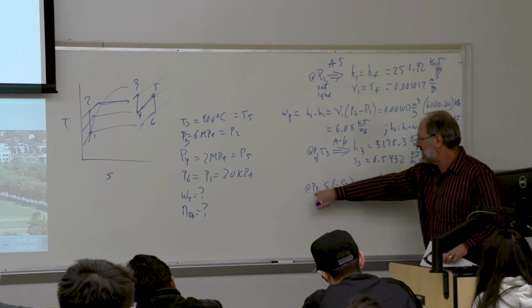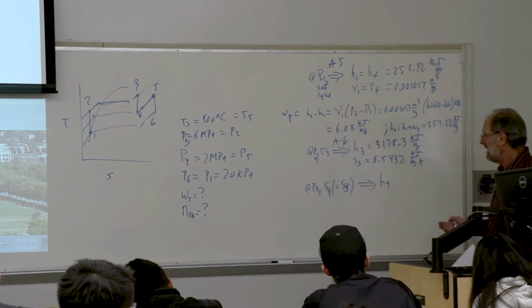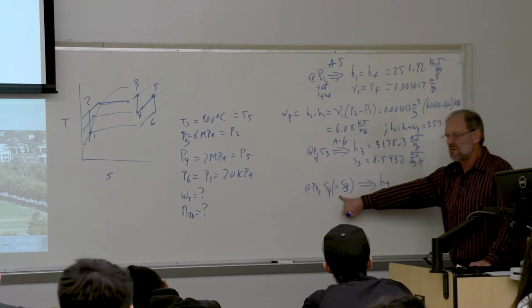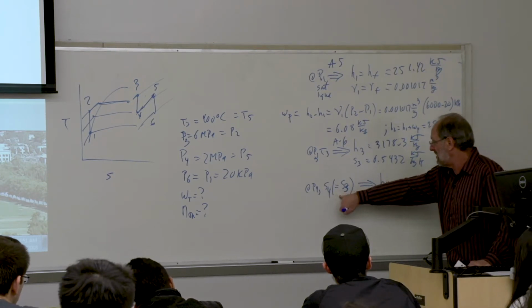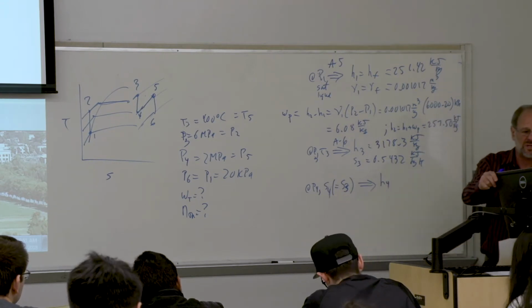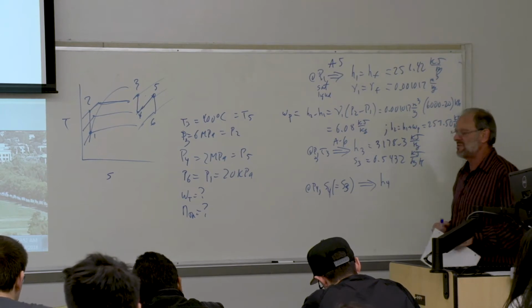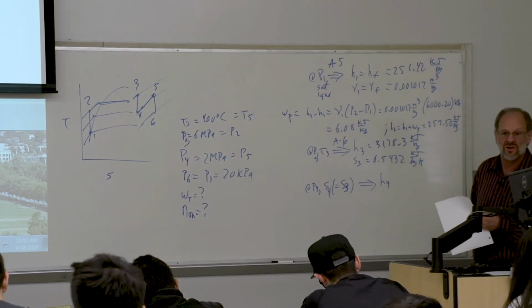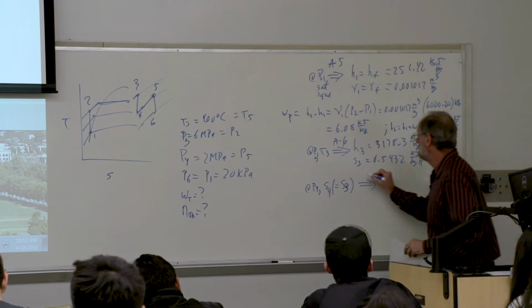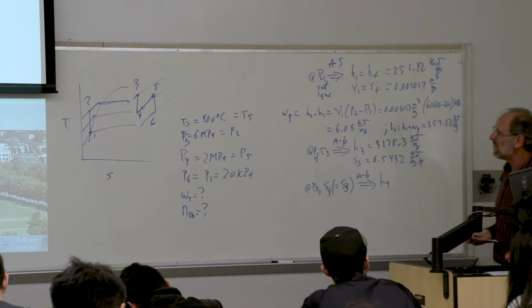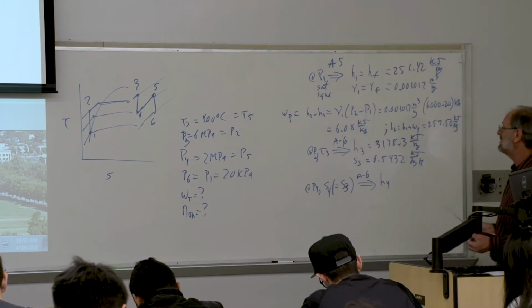We could just go into our property table at P4 and compare the value of entropy to SG. And it turns out that the entropy at point 4 is greater than SG, the entropy of a saturated vapor at that given pressure. So it's to the right of the dome, right of the saturation curves if you prefer, and superheated. So go to A6.